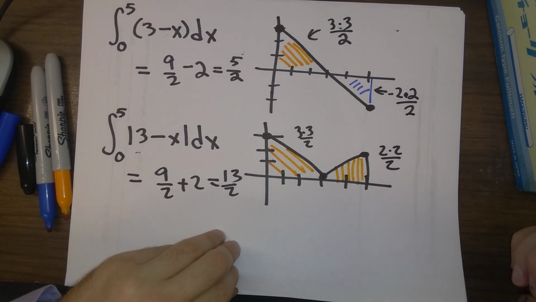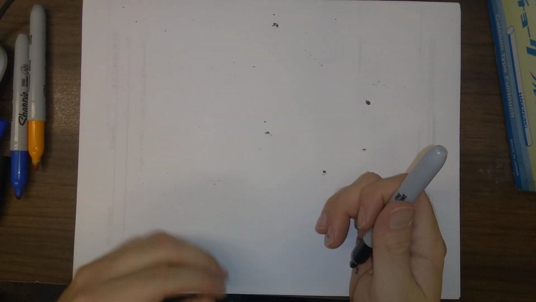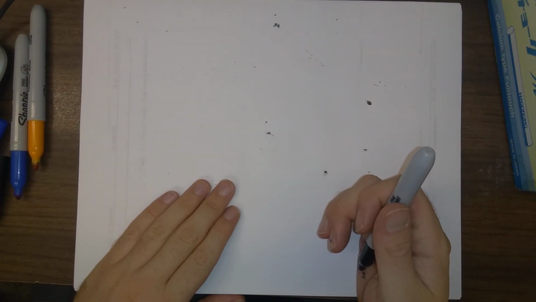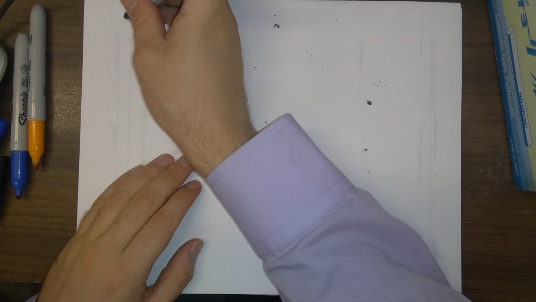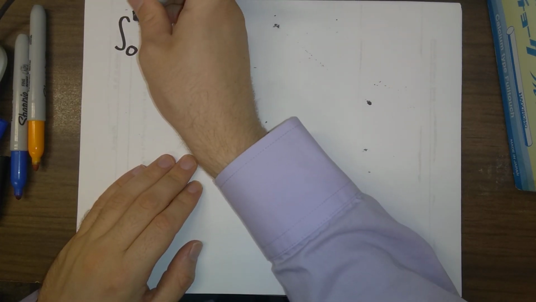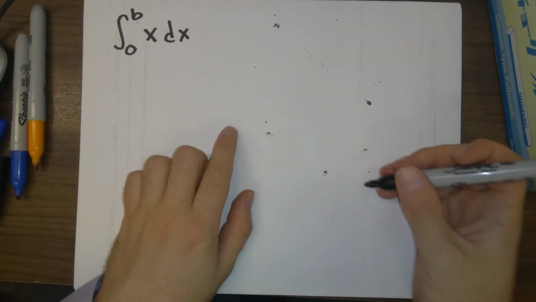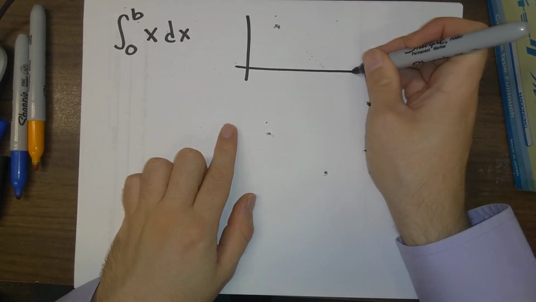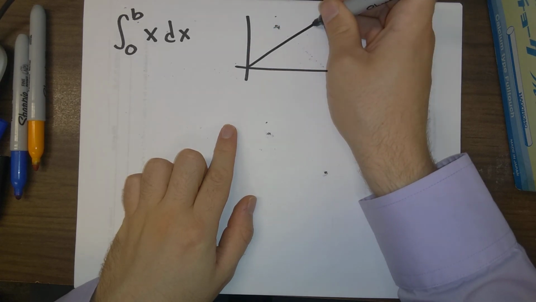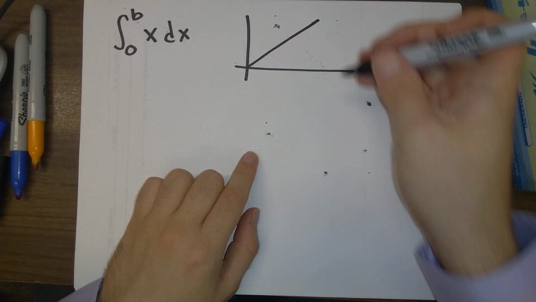Okay, so this is a good example with a particular function. Let us calculate some particular integrals here: the integral of x, and the integral of x squared. And we're going to do this in a couple of different ways. So the integral from 0 to b, now we're going to try to come up with a nice general formula here, of x dx. The graph of x is a straight line with slope 1.